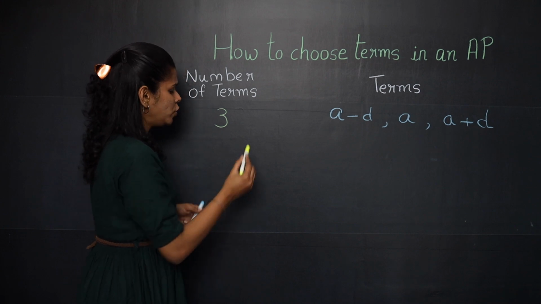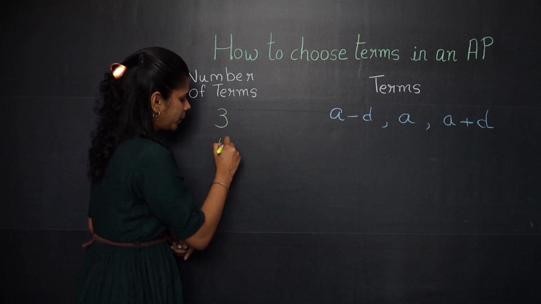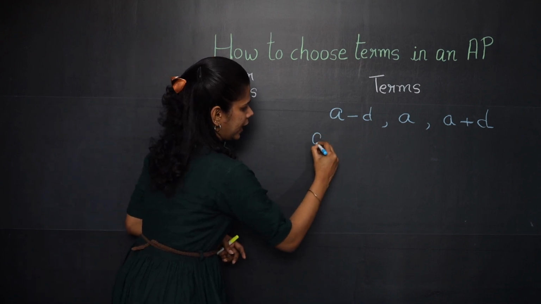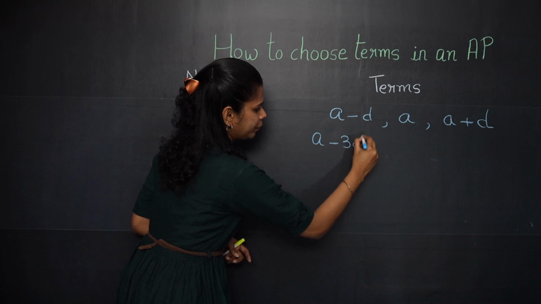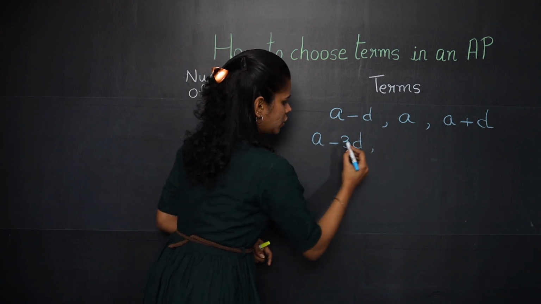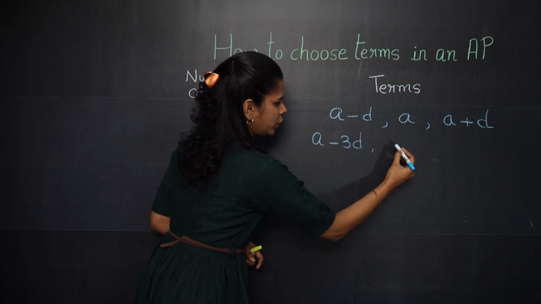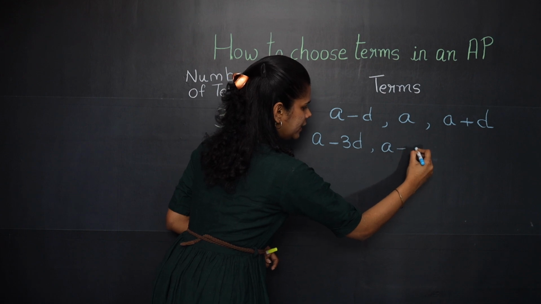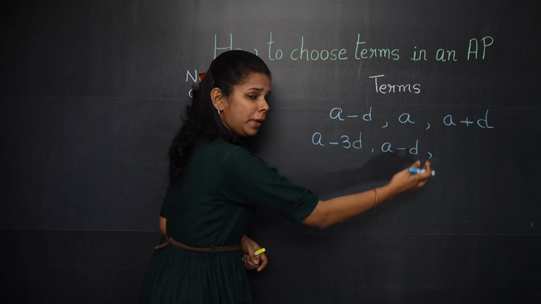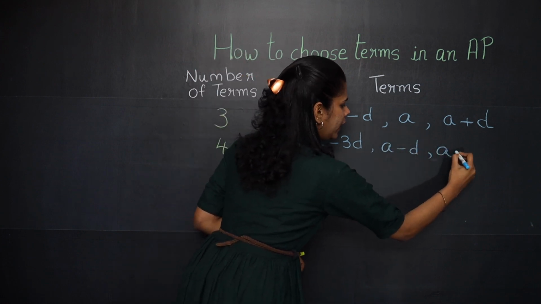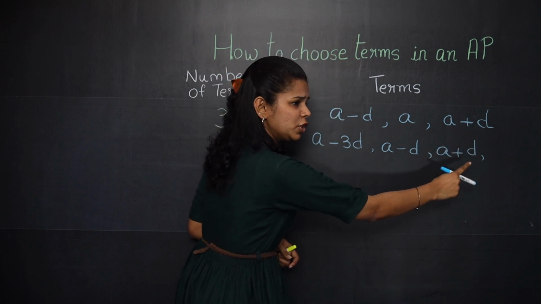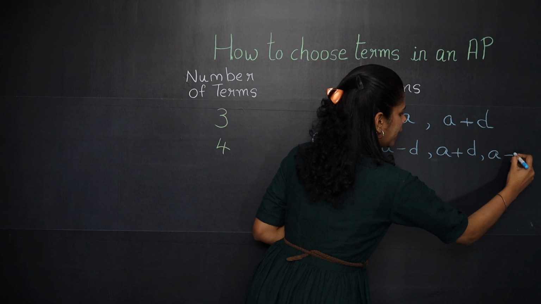Now, suppose the number of terms is 4. The terms we are going to choose are a minus 3d, comma, here the common difference will be 2d. So a minus 3d plus 2d will give you a minus d. Here a minus d plus 2d will give you a plus d. And again a plus d plus 2d will give you a plus 3d.